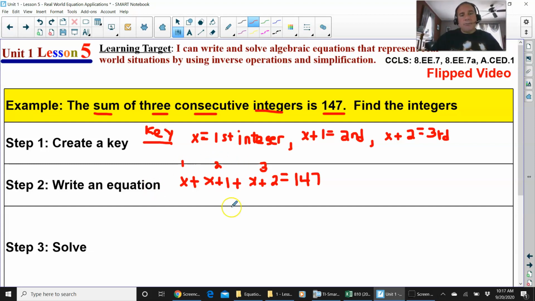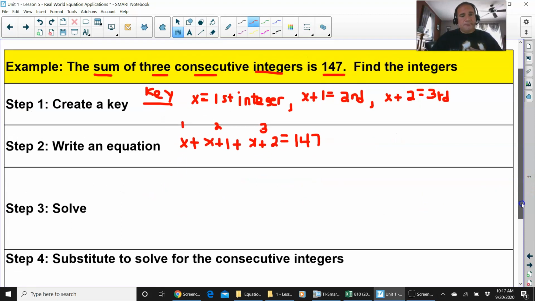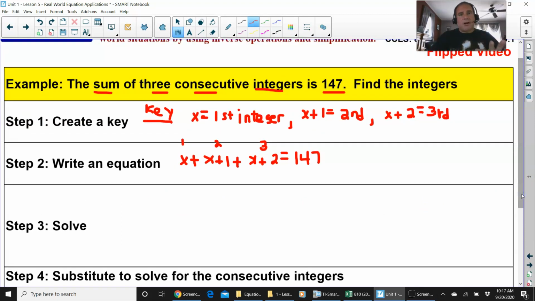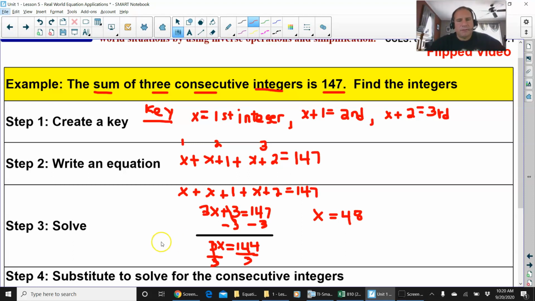So go ahead. Now we could press pause and solve that problem. Rewrite it again here and then combine like terms and solve. Press pause, give it a try now. So here we go. I combined all of the x's and we have 3x, this is 1, 2, 3, 3x, and then 1 plus 2 is 3. So we have minus 3 on both sides. All that is equal to 147. You divide by 3 equals 144. Divide by 3 and x equals 48.